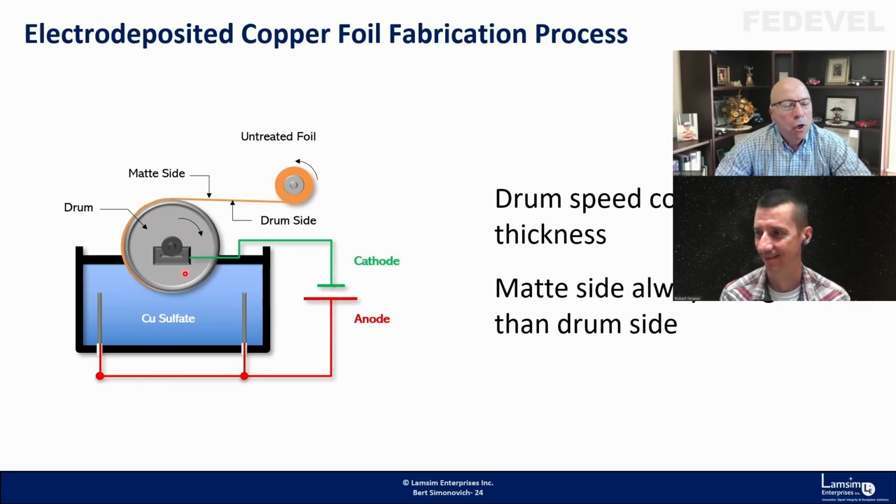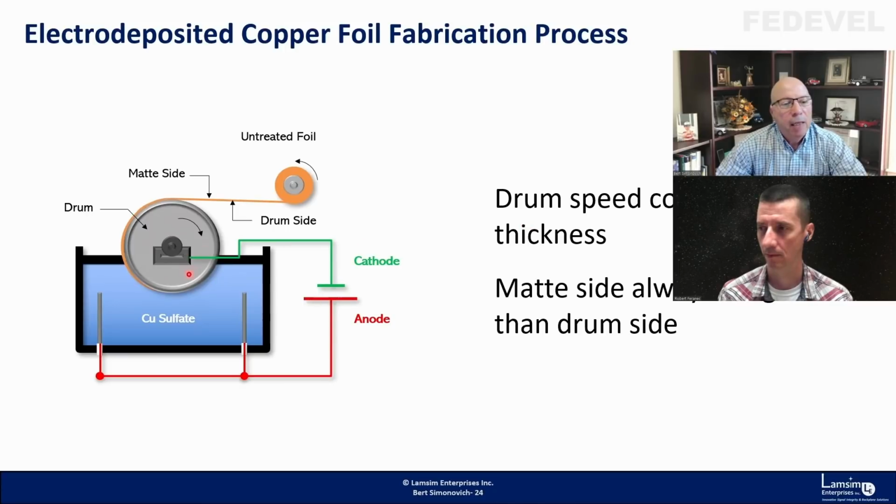And it's important to know there are two sides of the foil in electrodeposited foil. They call it the drum side of the foil, and that, of course, is contacting the drum. And then the matte side is the side coming out of solution. So the drum side would be smoother, I guess. Yes, exactly. The matte side is always rougher than the drum side because the pattern of it gets deposited onto it.